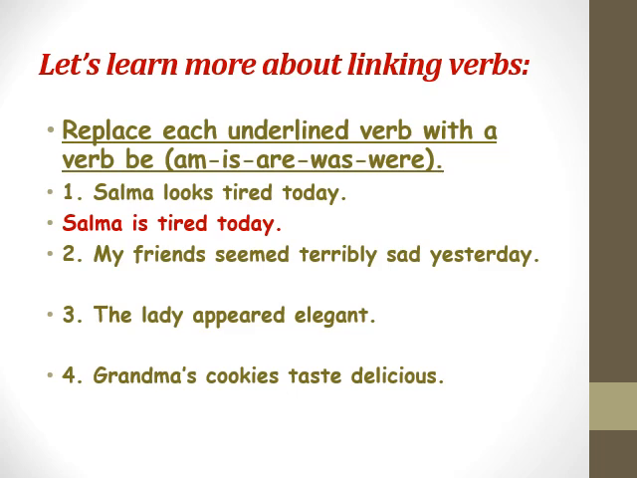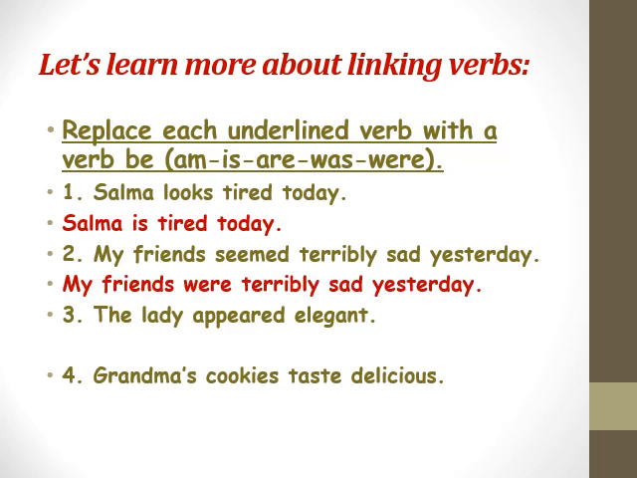My friend seemed terribly sad yesterday. The verb in sentence number 2 is seemed. What I need to do is to erase seemed and replace it with one form of the verb to be. Let's erase seemed and write were instead. My friends were terribly sad yesterday. So what I did is that I replaced seemed with the verb to be, were.